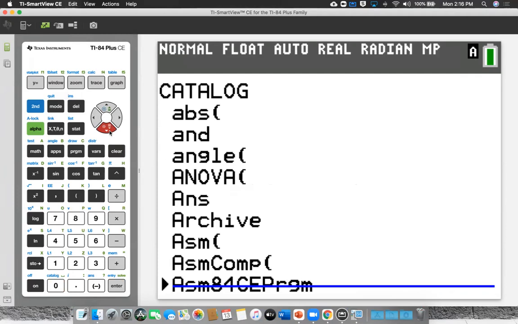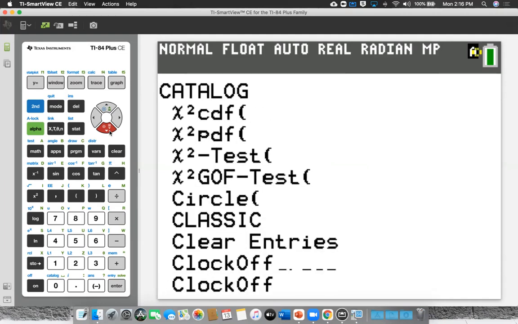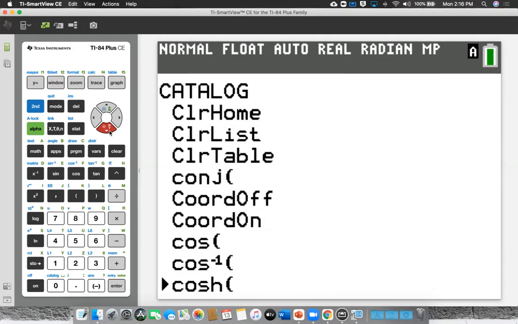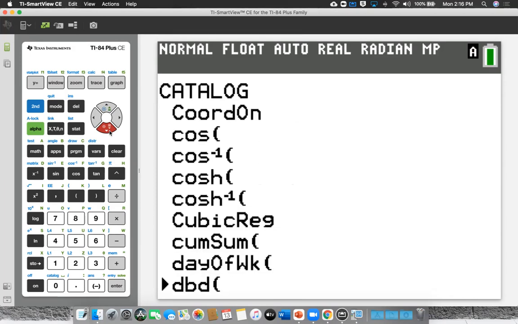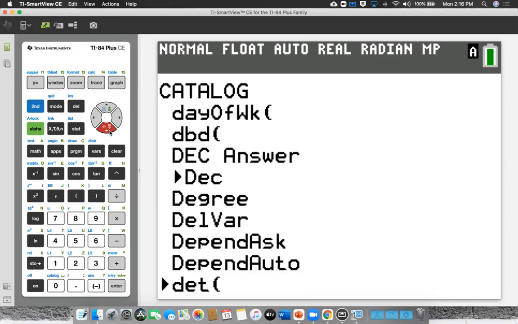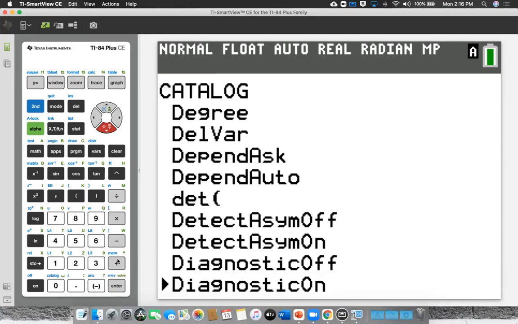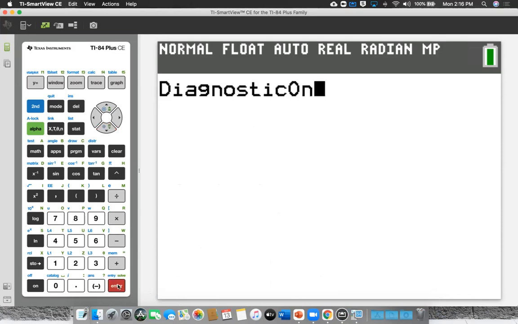And then you're going to go all the way down towards diagnostics on. These are all the functions of the calculator. So everything the calculator does is listed in this catalog, but we don't want all of those things. We want diagnostics. Would you like to calculate R by hand? No. There you go. Now it's on. Now you don't have to change it anymore unless you use another calculator that hasn't been turned on.